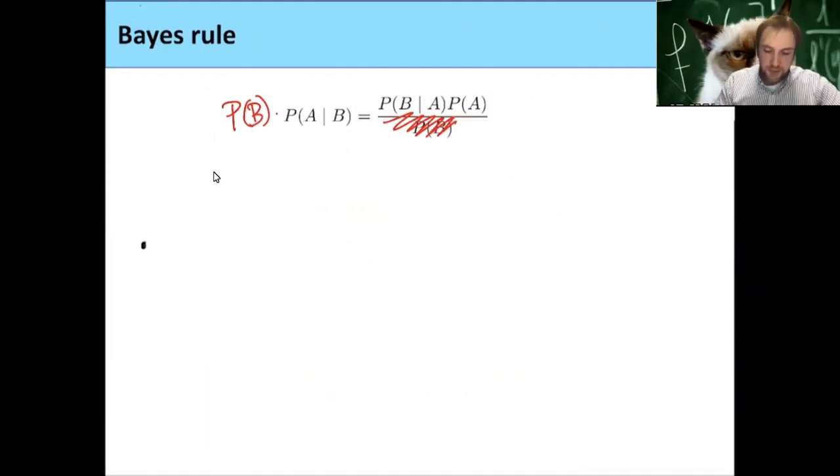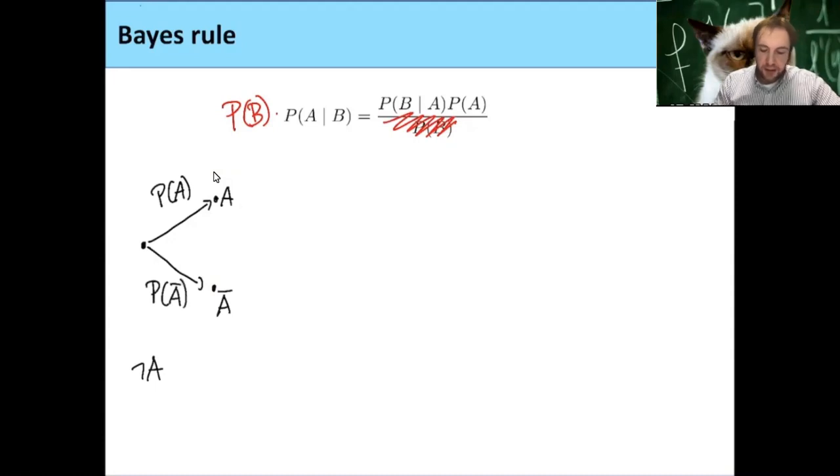And so now let's assume I have an event A, and let's say this is the case when A occurs. So when I start, the probability that A occurs is, well, it's the probability that A occurs. And the other would be that A doesn't occur. Sometimes people write this, or sometimes people write this for saying not A. So this would be either 1 minus P(A) or P(not A). And so here at this position, A occurred, and here at this position, A didn't occur.